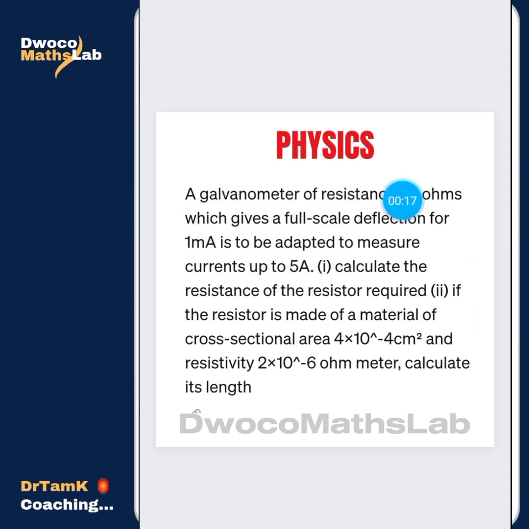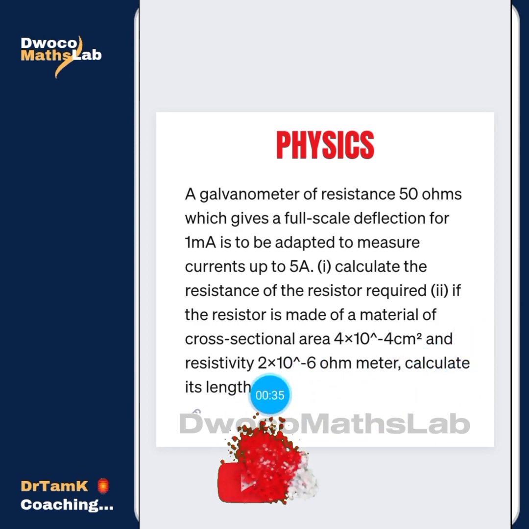Now, a galvanometer of resistance 50 ohms, which gives a full scale deflection for 1 milliamp, is to be adapted to measure current up to 5 amps. One, calculate the resistance of the resistor required. Two, if the resistor is made of a material of this cross-sectional area and this resistivity in ohm meter, calculate its length. Very good.